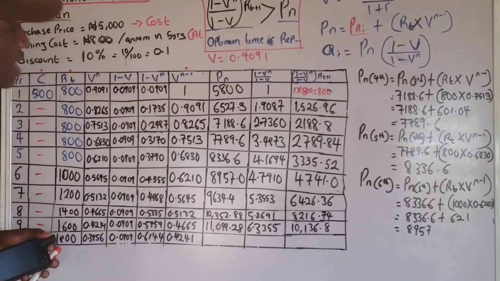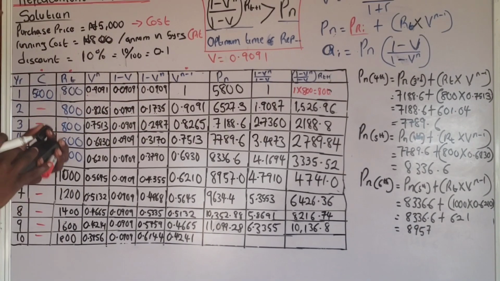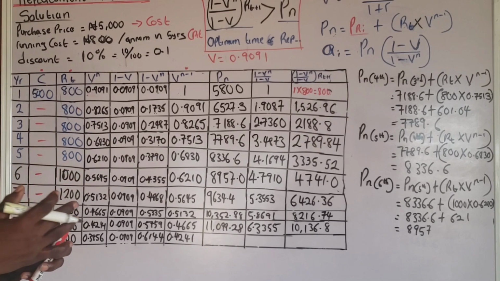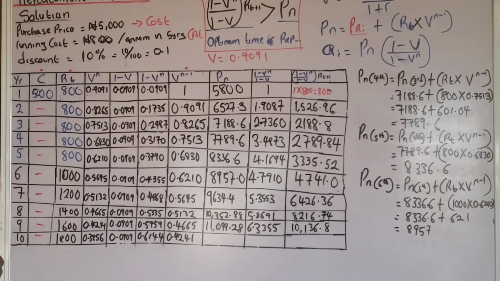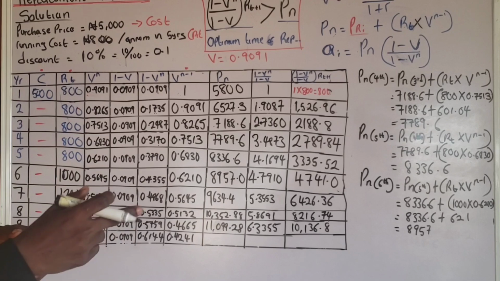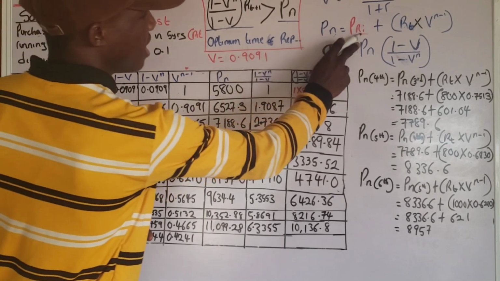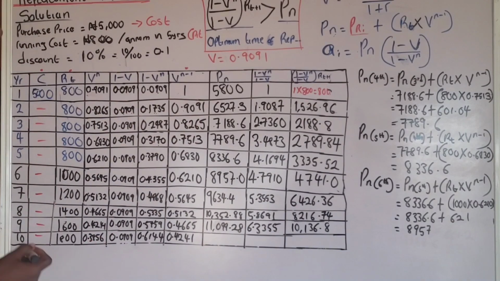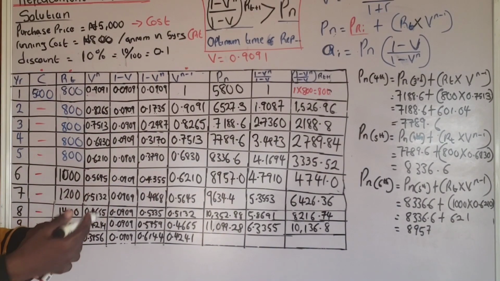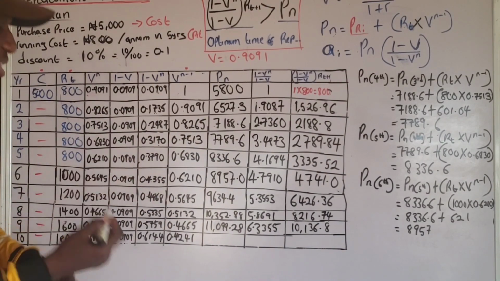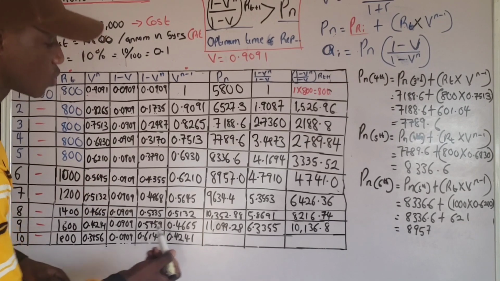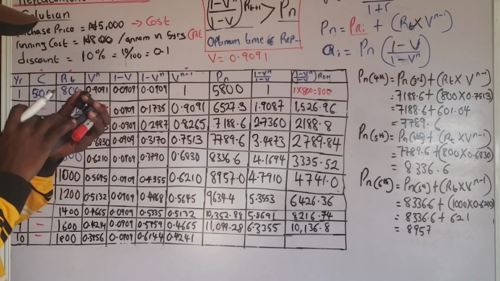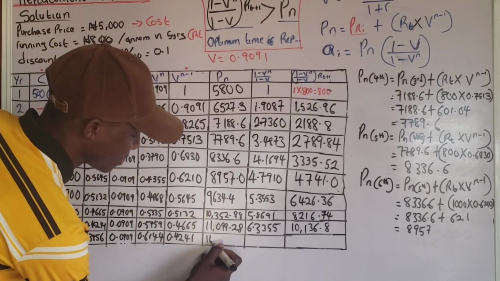Now Pn. The Pn of year 10 will be the Pn of the 9th year plus, just open the bracket, the running cost of the 10th year. That is 1,800 multiplied by v raised to the power of n minus 1 of the 10th year. That is 0.4241. If you get the answer, we are going to arrive at 11,862.66.